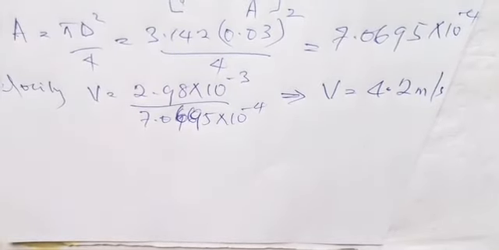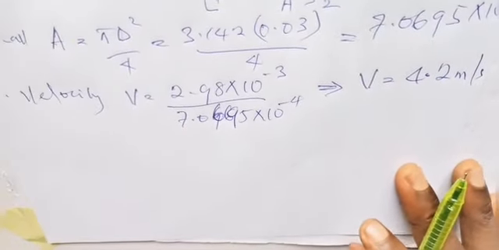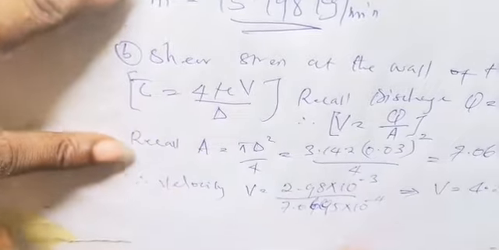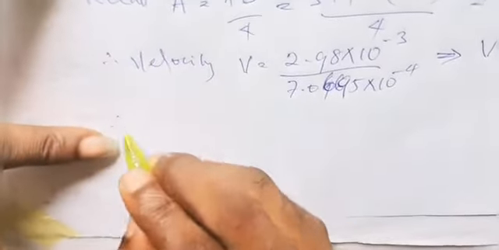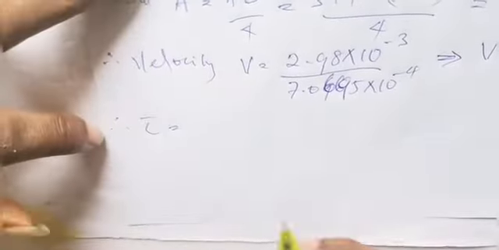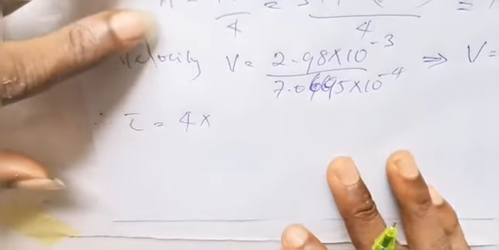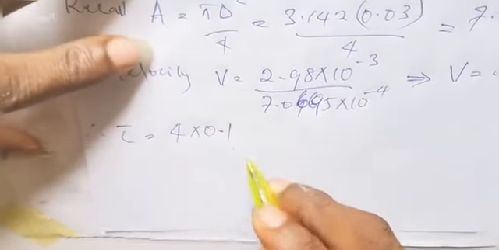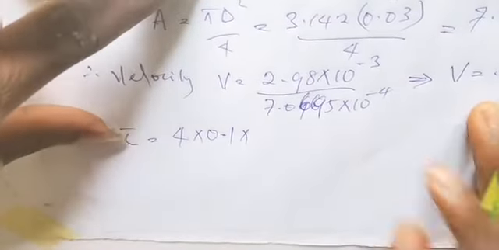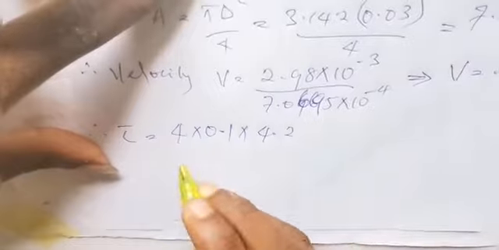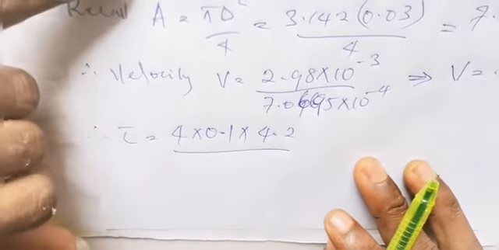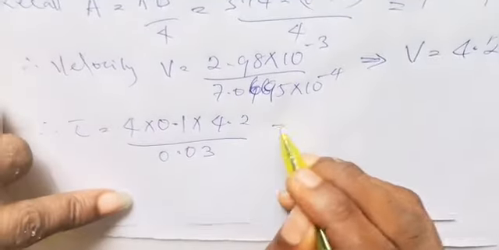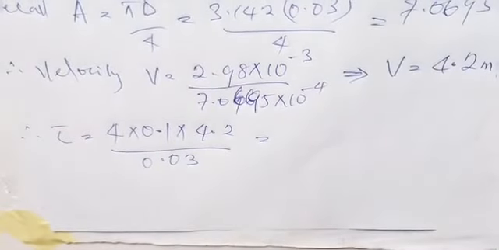So if this is the velocity of the flow, then we can now compute the shear stress using the equation which I stated earlier. Therefore shear stress tau is equal to 4 multiplied by mu, the dynamic viscosity, 0.1, multiplied by the velocity which we just obtained, 4.2, all over d, the diameter, 0.03. So this is now equal to, I'll do everything as well.